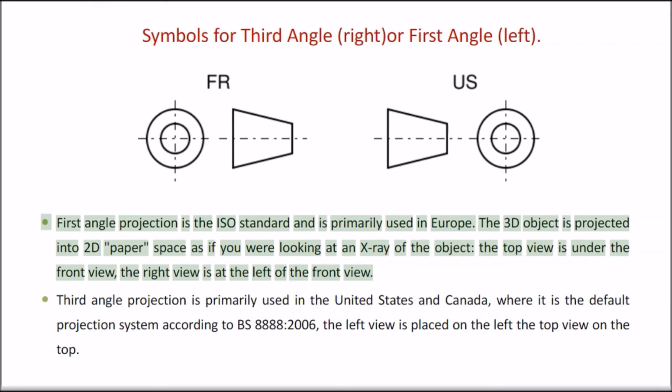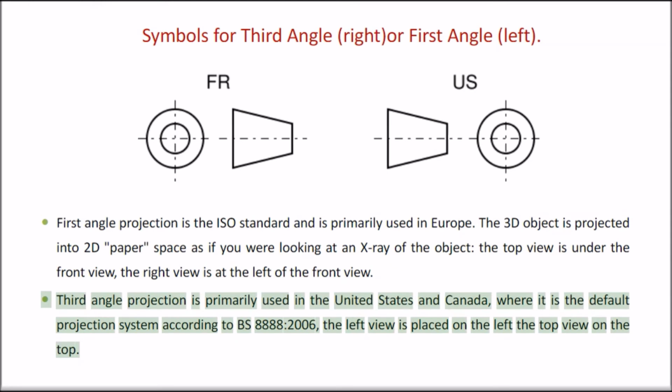First angle projection is the ISO standard and is primarily used in Europe. The 3D object is projected into 2D paper space as if you were looking at an X-ray of the object. The top view is under the front view. The right view is at the left of the front view.